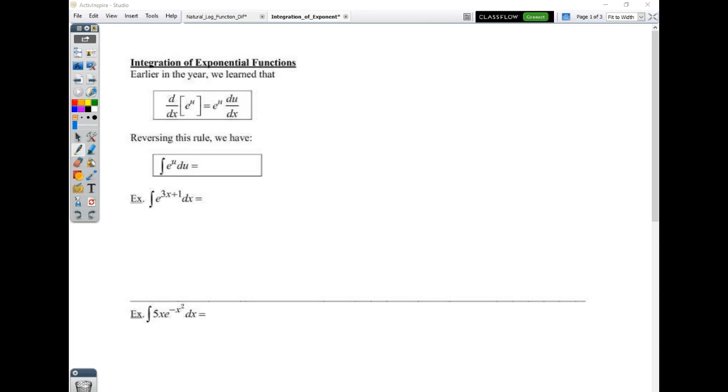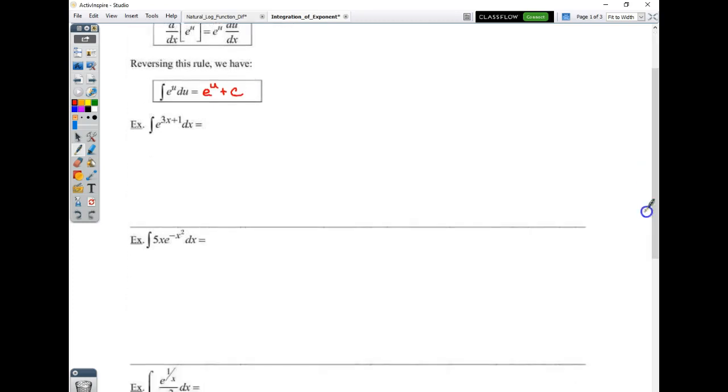If you recall, the derivative of e to the u with respect to x was e to the u du dx. So when we integrate e to the u, it should not be a surprise that we will simply get e to the u plus some c. That makes this an incredibly simple topic to have to go over.